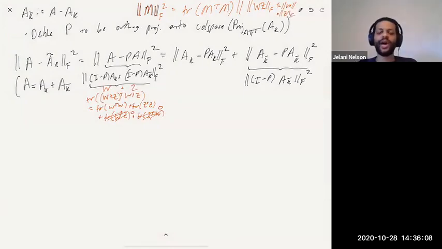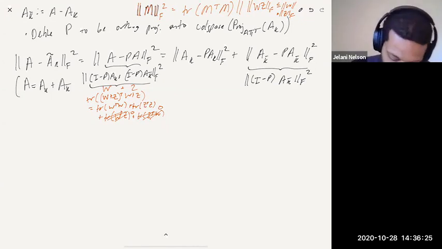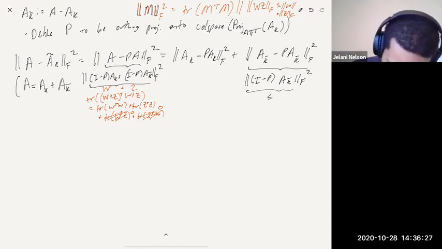What's the operator norm of identity minus P? Well, identity minus P is a projection matrix. It's a projection onto the orthogonal space to P. So any projection matrix has operator norm at most one. An orthogonal projection can only decrease norms, not increase norms. So this has Frobenius norm squared at most the Frobenius norm squared of AK bar, which is just opt.